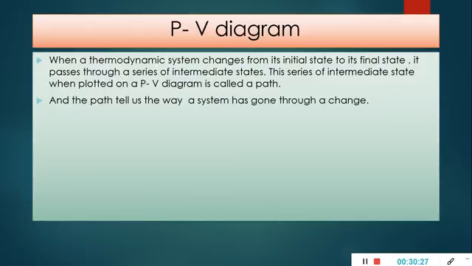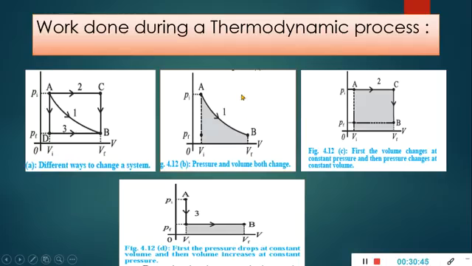It's a very slow process, and with the help of a PV diagram we can express the path, and that path tells us the system has gone through a change. This path has a series of intermediate states. In the first diagram we have shown paths 1, 2 and 3. In path 1, pressure decreases, volume increases, both pressure and volume change, and work done is positive.